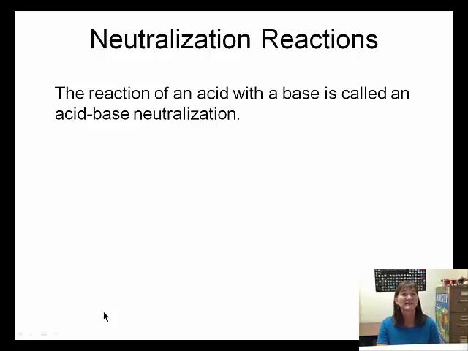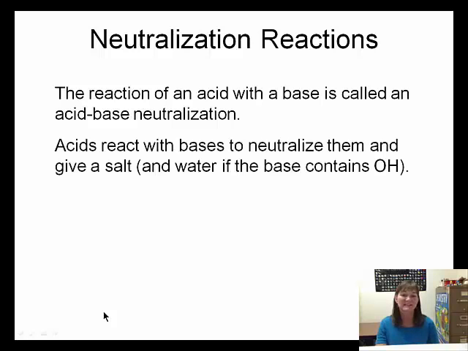The reaction of an acid with a base is called an acid-base neutralization reaction. The acid's going to react with the base to neutralize it, and it's going to produce a salt. Now salts are ionic compounds. So it's going to produce an ionic compound, and it's also going to produce water if the base had the hydroxide ion. Okay, so ammonia doesn't have the hydroxide, so we're not going to expect one of the products to be water. But if you're reacting an acid with a base that has hydroxide, then you're going to expect to get salt and water as your products.